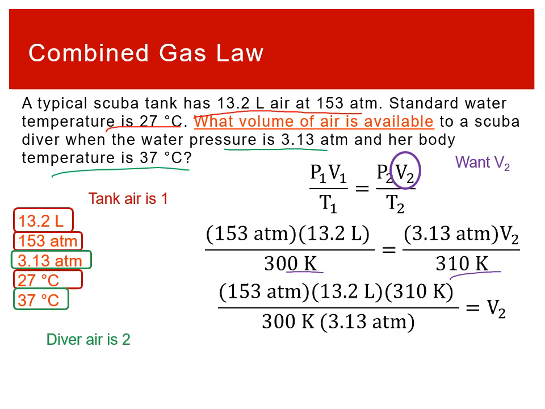We can rearrange the equation to isolate V2. So I just divided by the 313 and multiplied by the 310 Kelvin. When we look again, atmospheres need to cancel out, Kelvin need to cancel out. And what we're left with is that the volume is 667 liters.